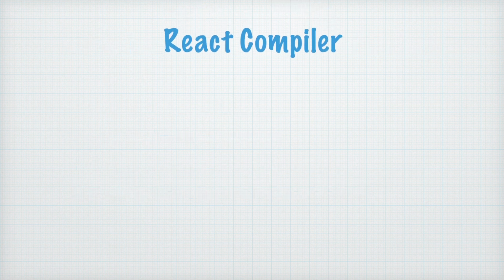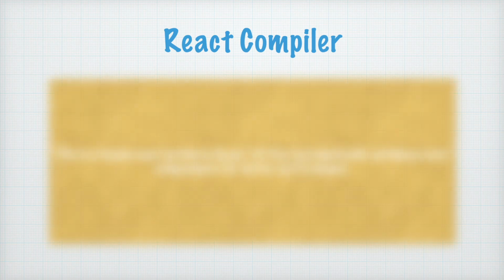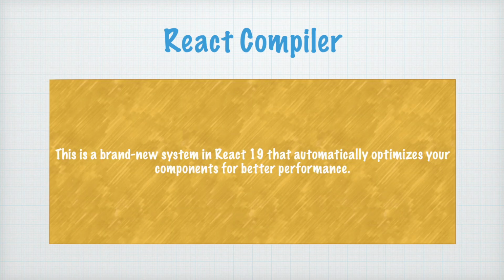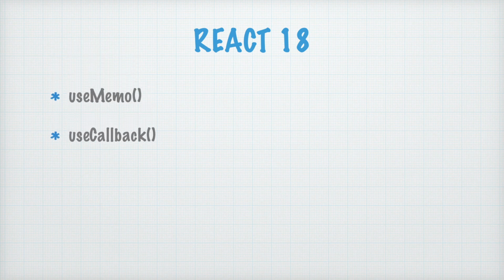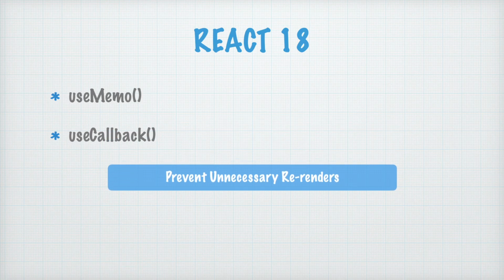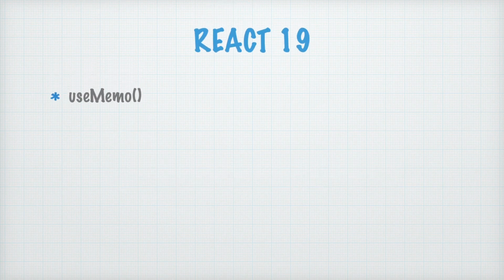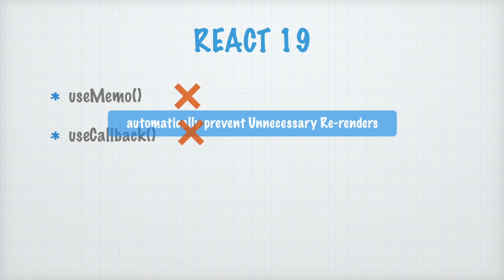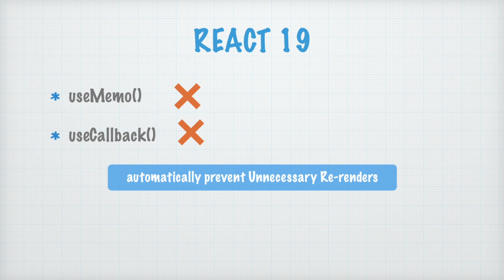All right, let's start with the first feature: React compiler. This is a brand new system in React 19 that automatically optimizes your components for better performance. In older versions of React, we always had to use things like useMemo or useCallback to prevent unnecessary re-renders. You know, that extra bit of code we always had to add just to make things faster. But now, React compiler takes care of all that automatically. You can write simple, clean code, and React will handle the optimization behind the scenes.